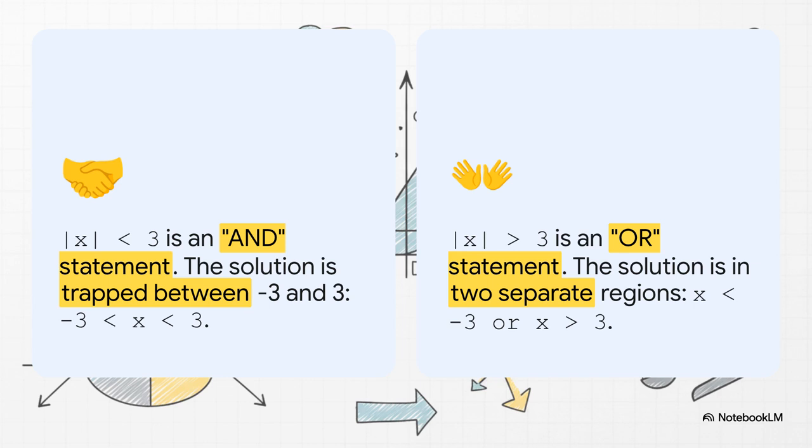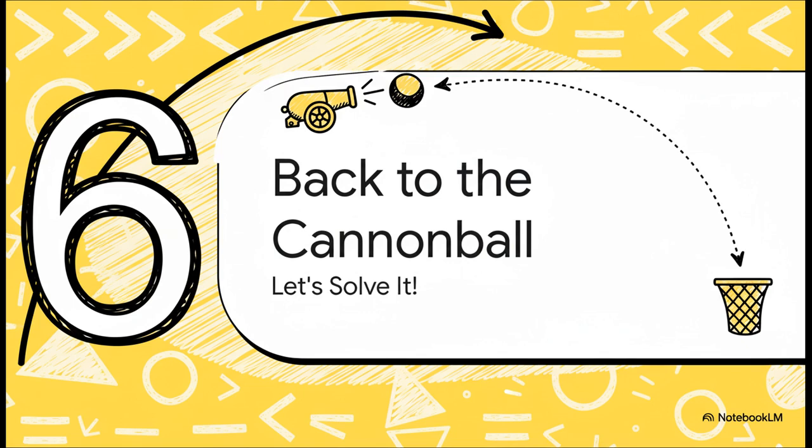But if we say the absolute value of x is greater than 3, we're saying find all numbers that are more than 3 steps away. That puts you in two separate zones, heading out to infinity in both directions. That's the huge difference between an AND statement and an OR statement. Okay, we've covered the basics, the golden rule, the algebraic method, the graphical shortcut, and the absolute value twist. We have all the tools we need.